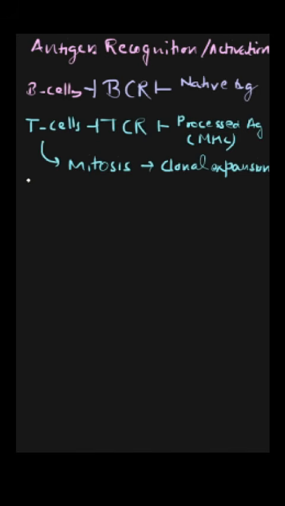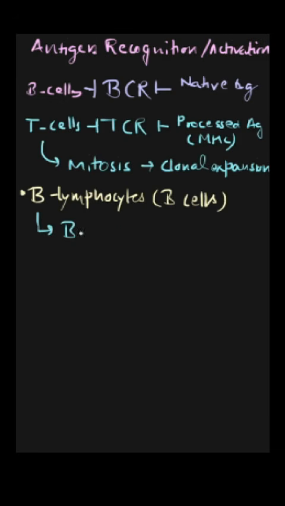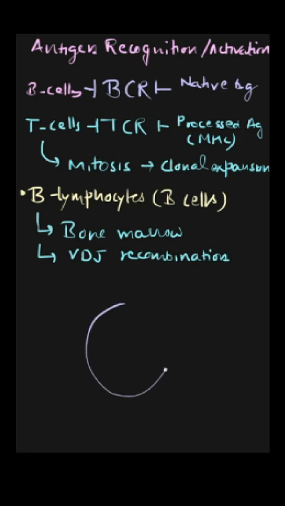Now, one by one, let's talk about these lymphocytes. Let's talk about B lymphocytes. They are also known as B cells, right? So let me write it down, B cell over here. The maturation and development will happen in the bone marrow, and then further development happens because of the VDJ recombination, and that contributes to the receptor diversity in B cells. Okay, that's a big topic.